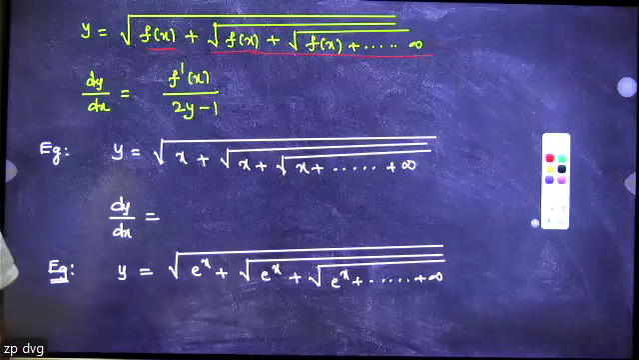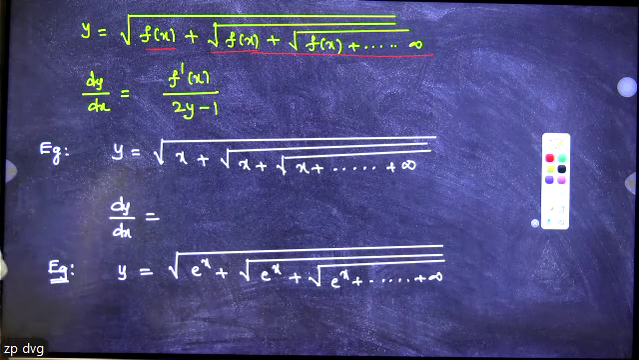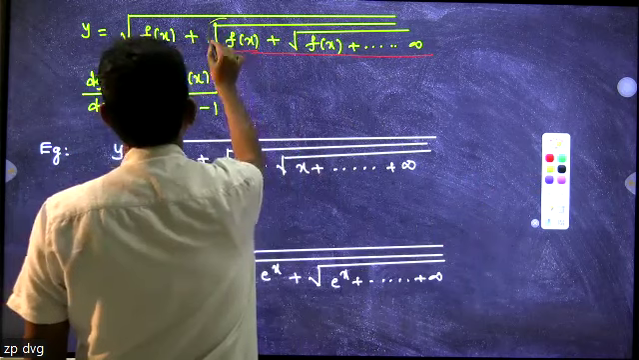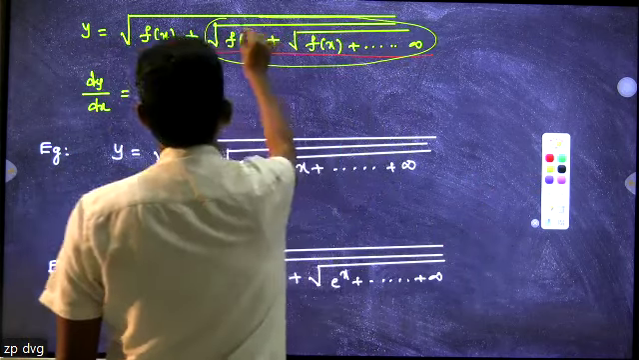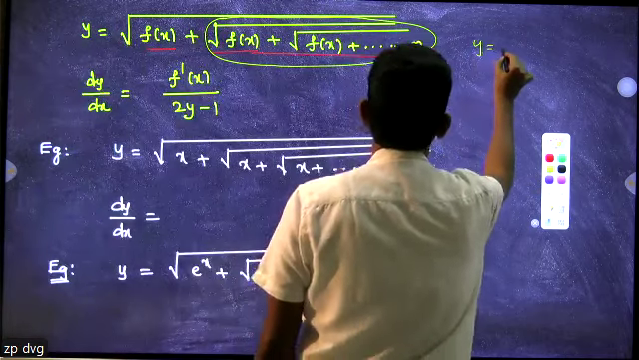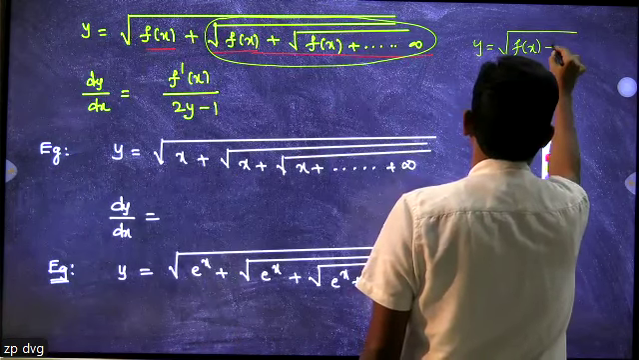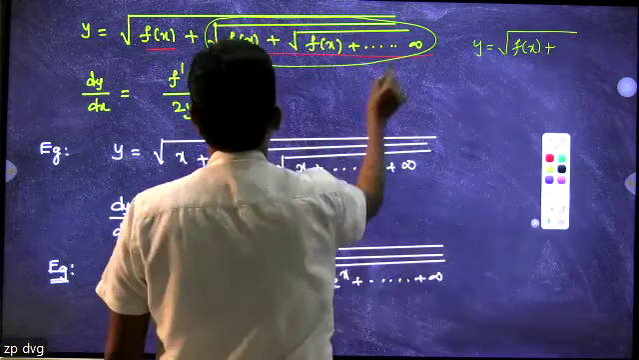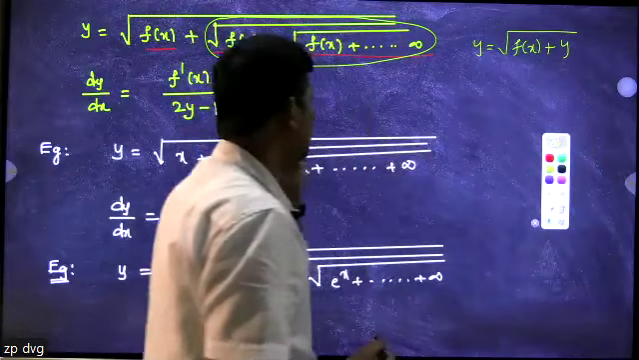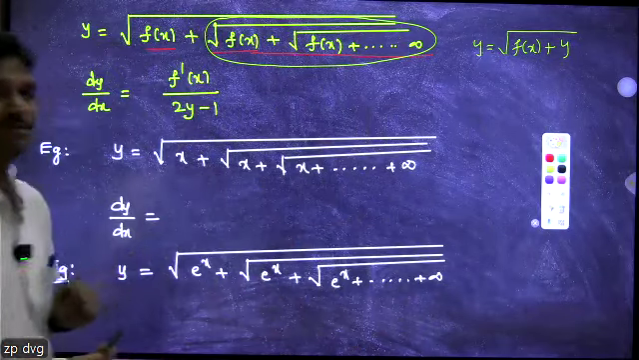If the given problem is like this, in previous year KCET papers also the same thing is there. What is the regular method to solve? We consider this whole thing as y. It is already given as y. So y equal to root over f of x plus, whatever this part is, that part is nothing but y. Now we square both sides and then differentiate.